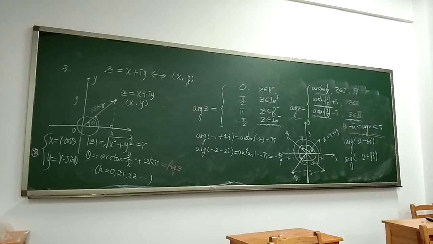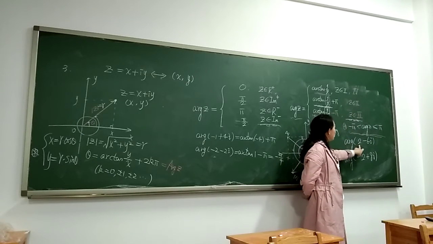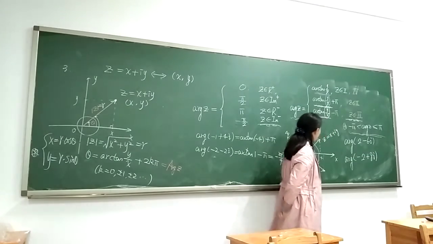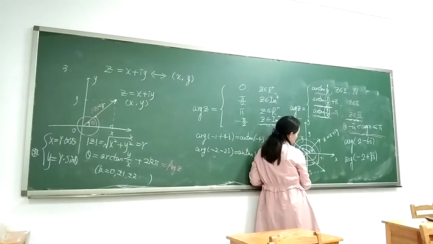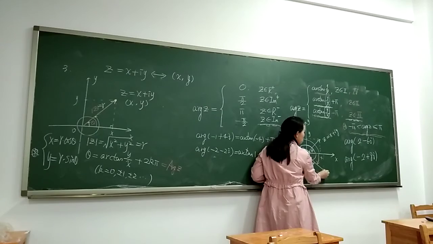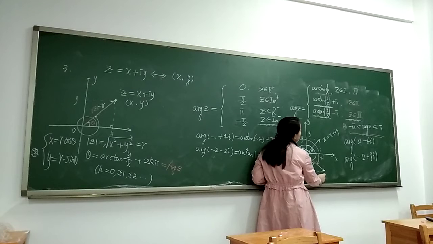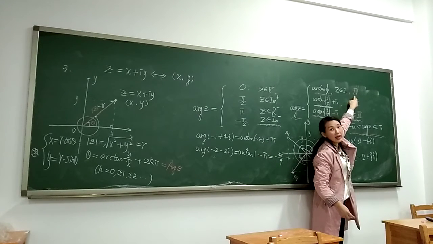Not delete this one. So 2 minus 6i. X is 2, it is here. Y is minus 6. So z is here. If z is here, z belongs to the fourth one. Fourth one. Okay.